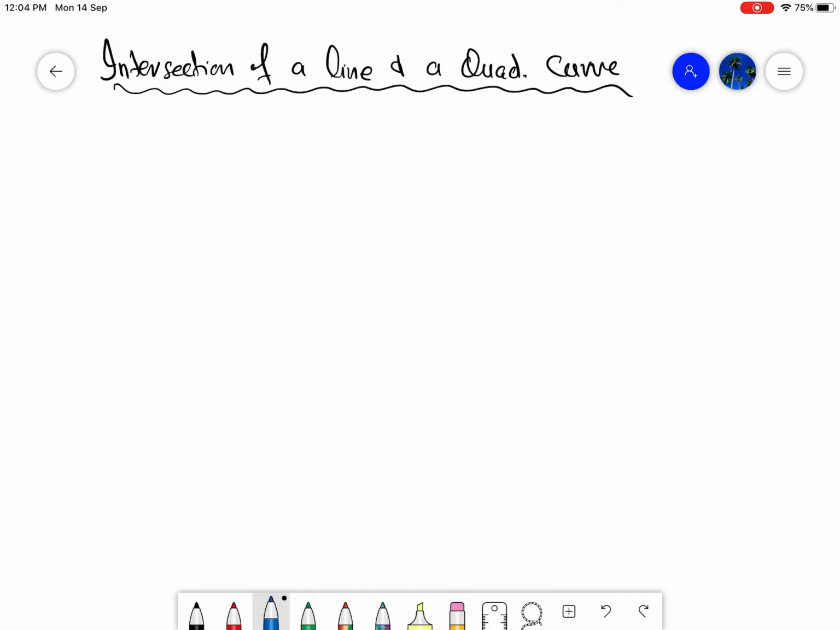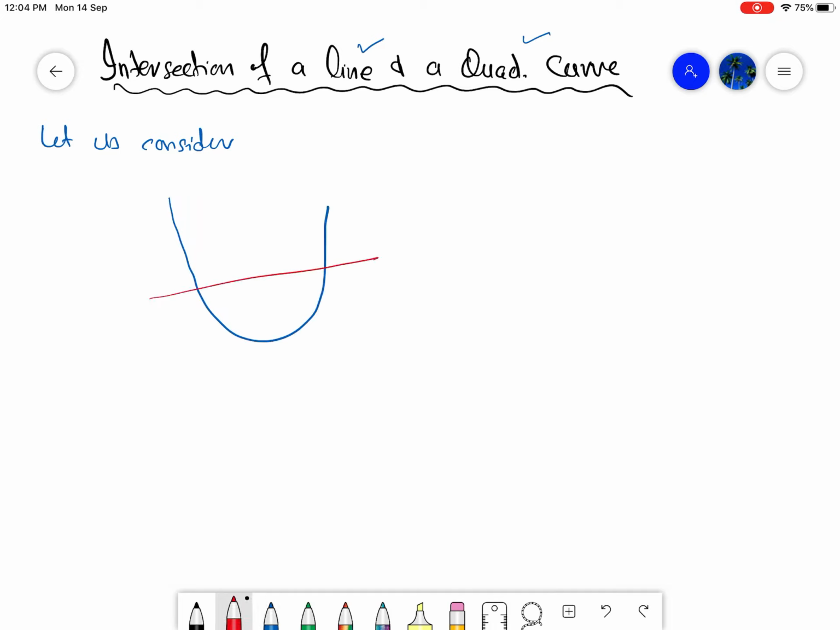Dear students, today we are going to discuss the last topic in Unit 1, which is about points of intersection of a straight line and a quadratic curve. Let us consider a curve and a straight line crossing this curve at 2 points. So there are 2 points of intersection between the quadratic curve and the straight line.